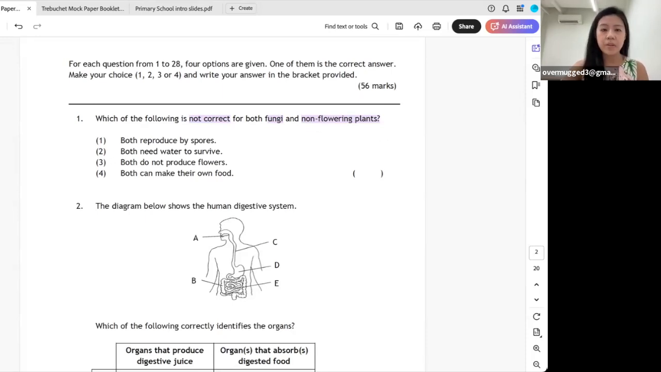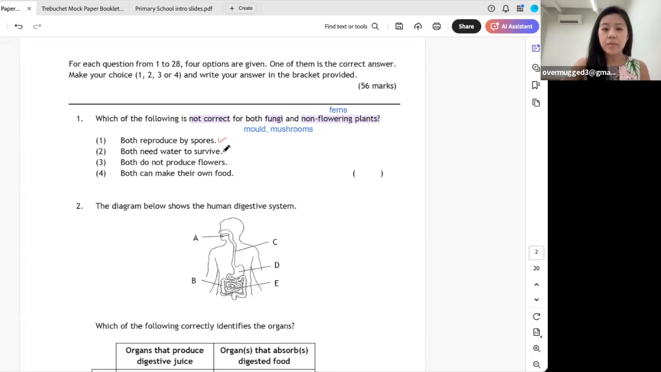Now we're going to go through the options. And if you can recall, in primary 3, you have learned about these groups of living things. So fungi would be examples like your mold, mushrooms. And for non-flowering plants, I think one very common example straight away that you can think of is your ferns, all right? So for these two groups of living things, they both reproduce by spores.